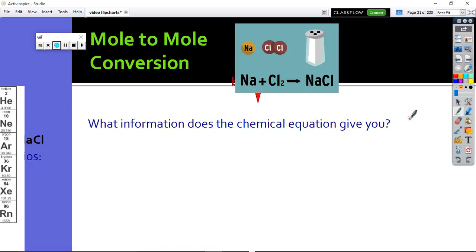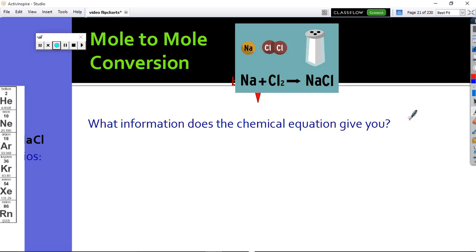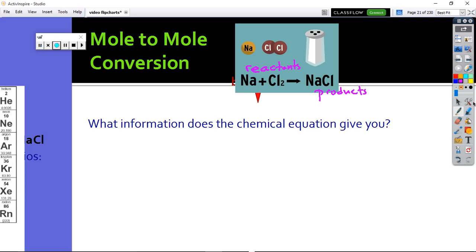Now, what kind of information can you get from a chemical equation? Well, from a chemical equation, we can find out what our reactants are, because they are always on the left-hand side of the equation. And we can find out what our products are. But in order to be truly effective, a chemical equation shouldn't just be a chemical equation, it should be a balanced chemical equation. That's going to give us the most information possible.